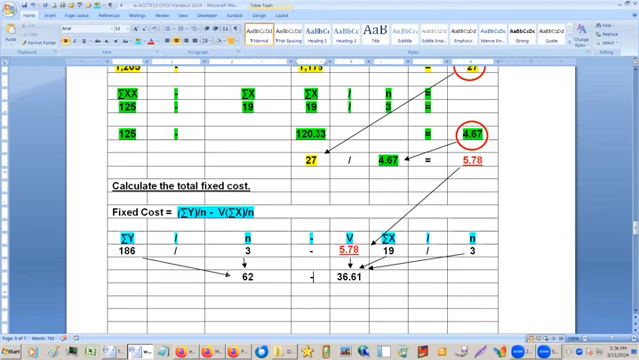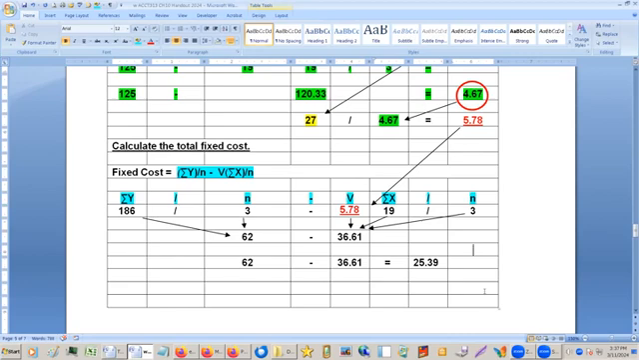Okay, so whatever this comes out to, this will be our total fixed cost. I'm going to move it down here. 62 minus $36.61 is $25.39. So this would be our total fixed cost, and again, this would be our best estimate of our total fixed costs.